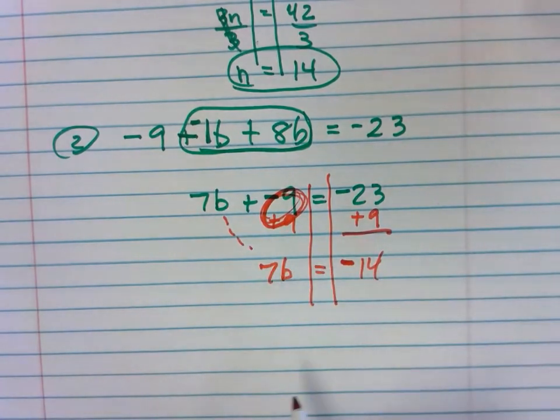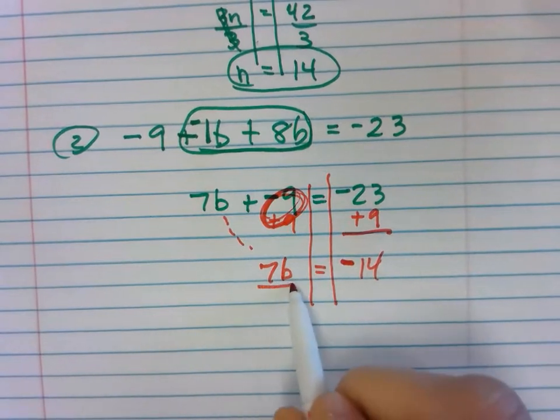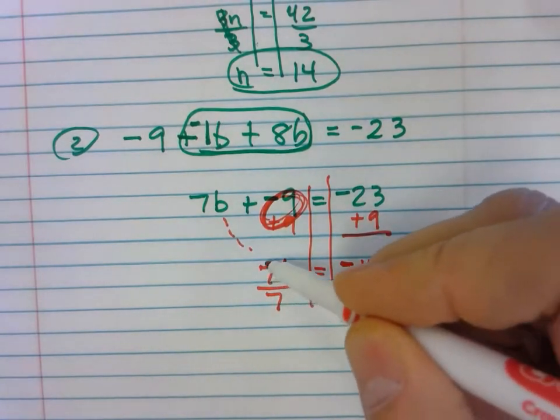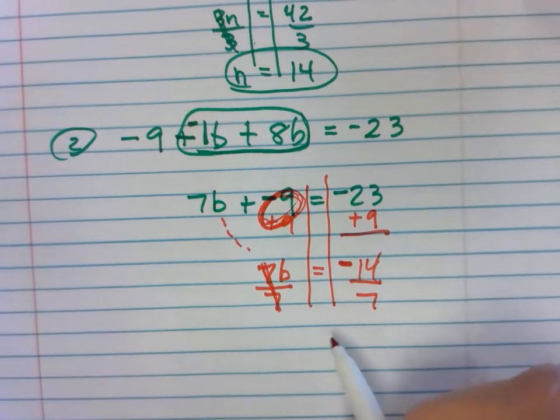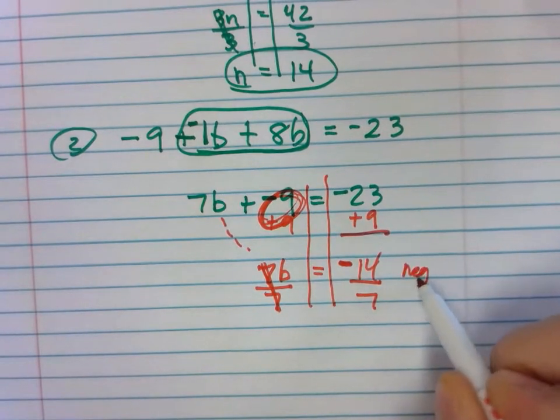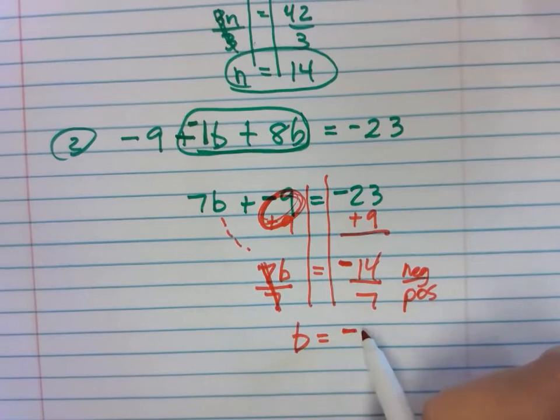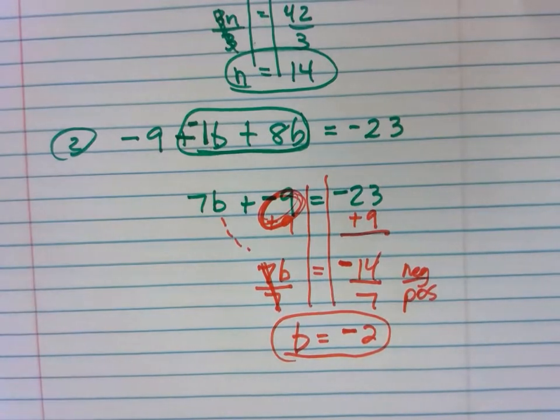7b equals negative 14. Now, again, I've got to cancel that out by dividing. So I divide by 7 over there and divide by 7 over there. By this point, you should have this down pat. Negative 14 divided by 7. What's a negative divided by a positive? Hopefully you're telling me it's a negative. So b equals negative what? Negative 2. All right, negative 2 would be it.